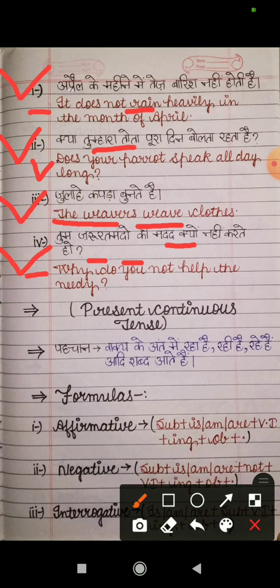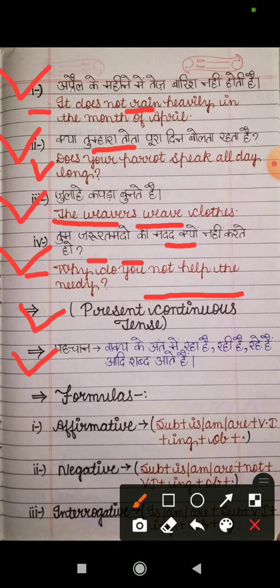Now the second topic is present continuous tense. By the name only you can understand, continue means जारी रहना. So if our actions are continuing, जारी है, they will come under present continuous tense. How can we recognize that it is present continuous tense? वाक्य के अंत में रहा है, रही है, रहे हैं आदि शब्द आते हैं. If we read present continuous tense in Hindi, there will be raha hai, rahi hai, rahe hai at the end of the sentence. Now let's see the formulas.